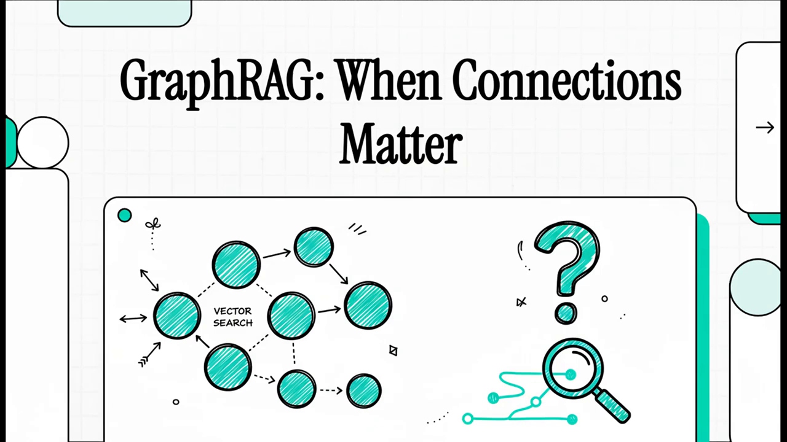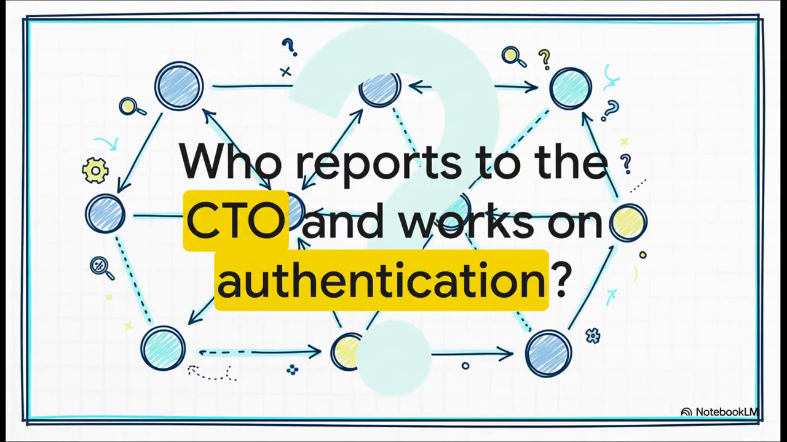All right, let's talk about a really cool evolution in AI called GraphRAG. You know those times when a simple search just isn't enough? When the answer you need isn't just sitting in one document, but it's hidden in the connections between a bunch of them. Well, that's exactly what this is for. So let's just jump right in with a challenge.